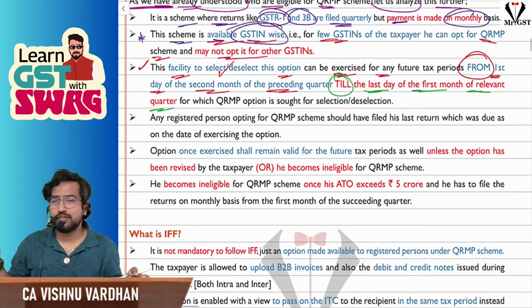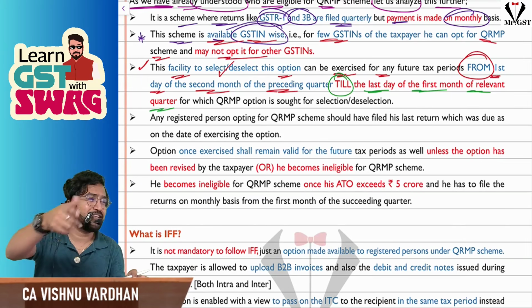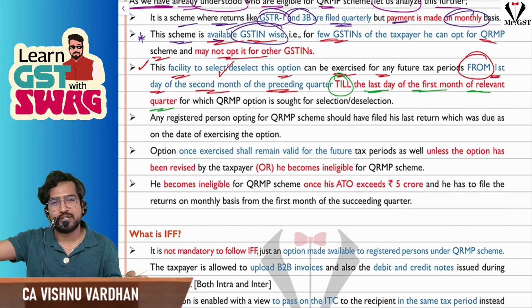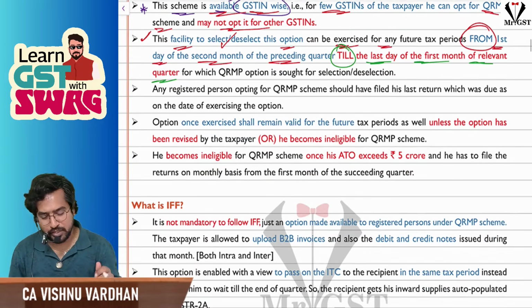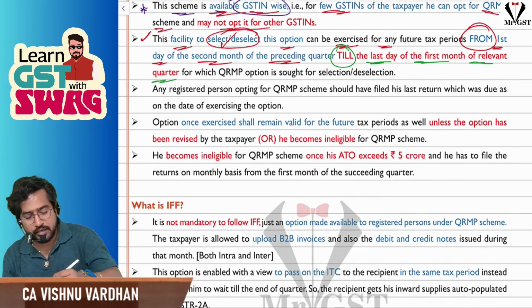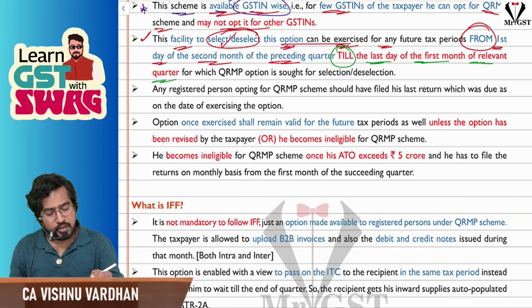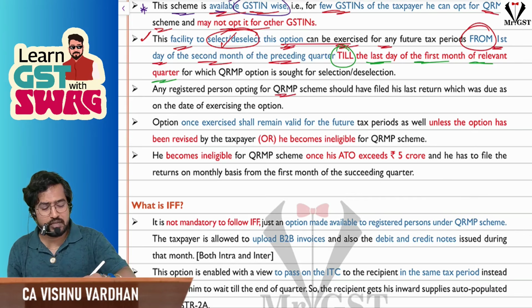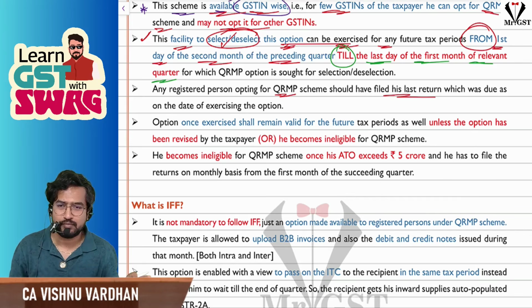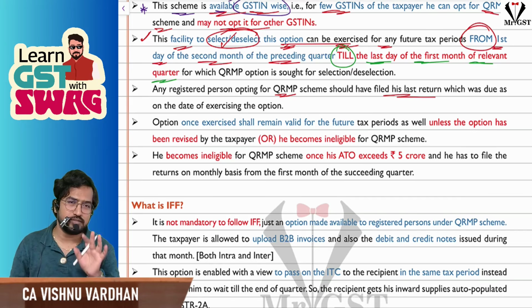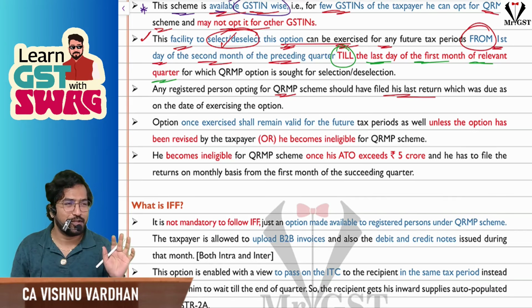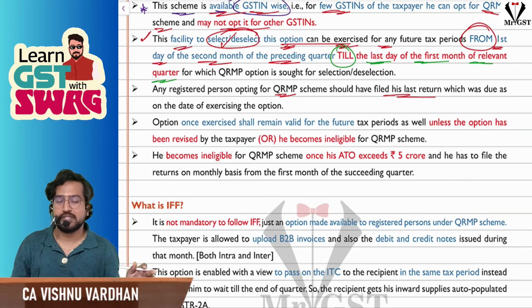The option can be selected or deselected from the first day of the second month of the preceding quarter till the last day of the first month of the relevant quarter. Next, before taking the QRMP scheme, you should have filed the last month's return. If you already have pending returns, don't come to QRMP. It is not for unprofessional people like you.